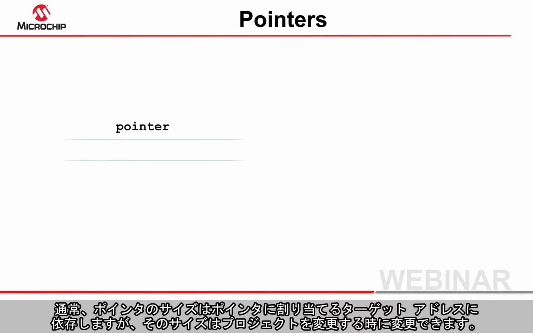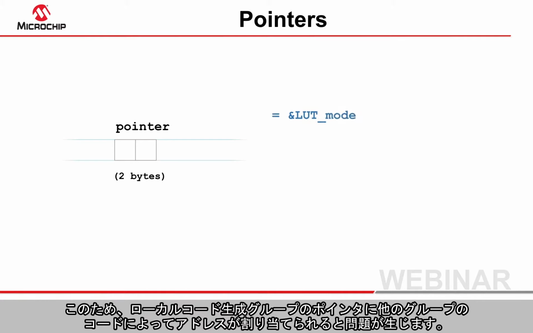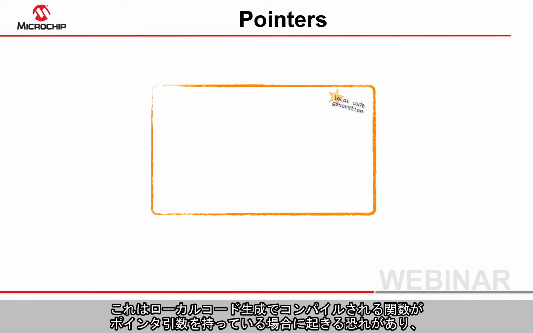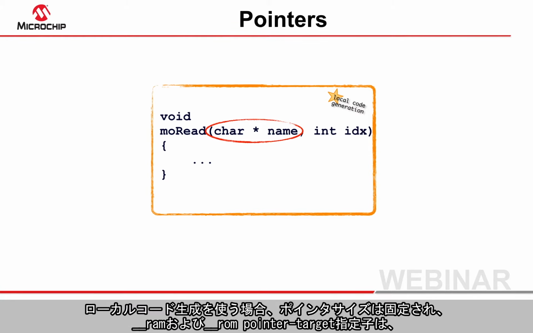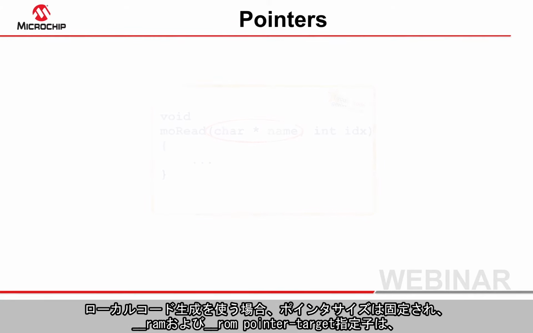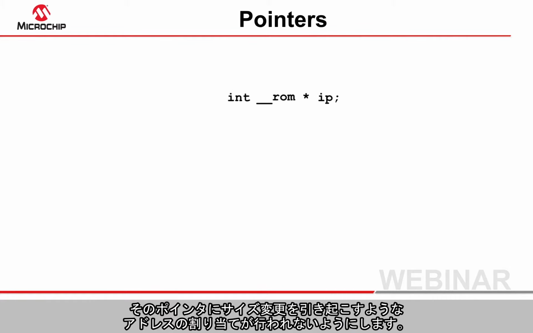Normally, pointer sizes are dependent on the target addresses that are assigned to the pointer, and that size can change as a project is modified. This creates a problem if any pointers in the local code generation group are assigned addresses by code in another group. This might occur if a function compiled with local code generation had a pointer parameter, and the function could be called from anywhere in the program. Pointer sizes when using local code generation are fixed, and the _RAM and _ROM pointer target specifiers ensure that the pointers cannot be assigned an address that would cause their size to change.